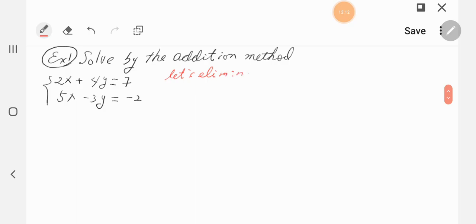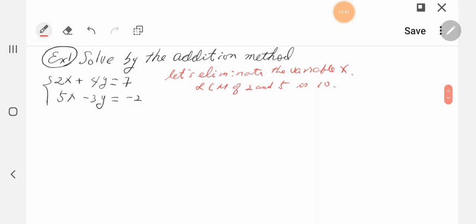Let's eliminate the variable x. It doesn't matter actually. The coefficient of x is 2 and 5, right? 2 and 5. So the LCM of 2 and 5 is what? 10, right? So we will make the coefficient of x to be 10, and the other one is negative 10.